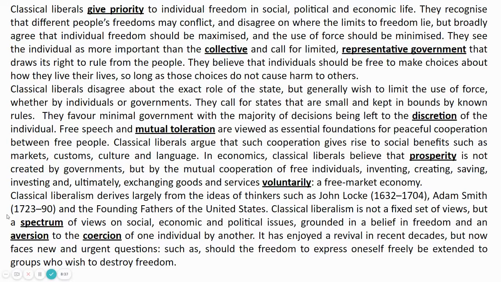Classical liberalism has enjoyed a revival in recent decades, but now faces new and urgent questions, such as should the freedom to express oneself freely be extended to groups who wish to destroy freedom? So, for example, should terrorists be able to publish hate speech? Should they have that freedom or not?